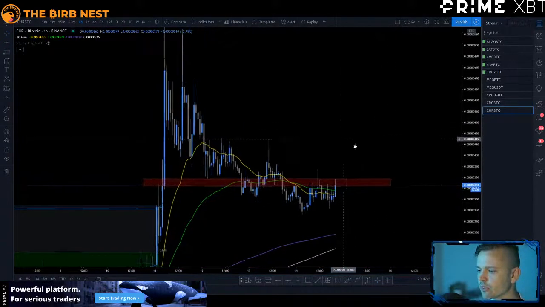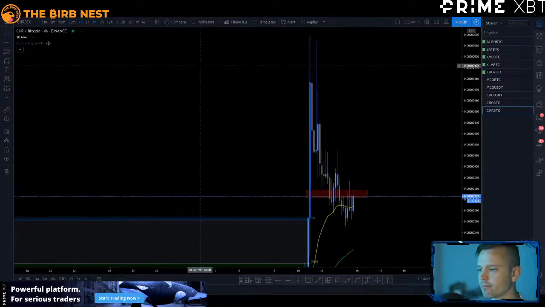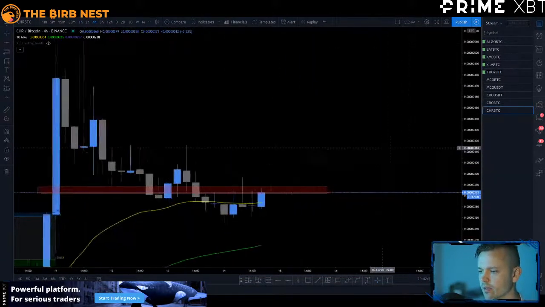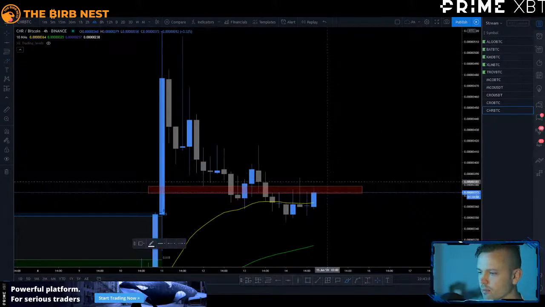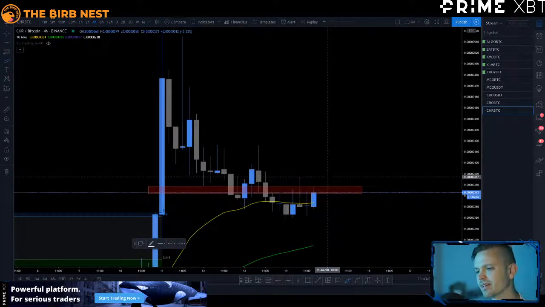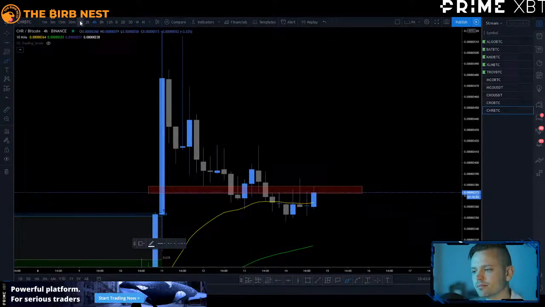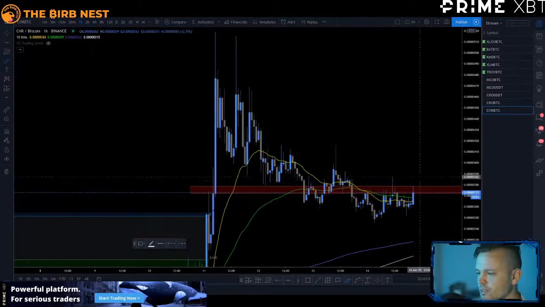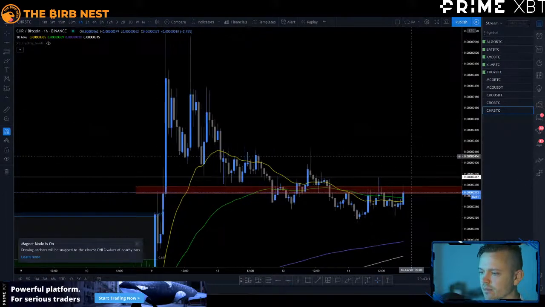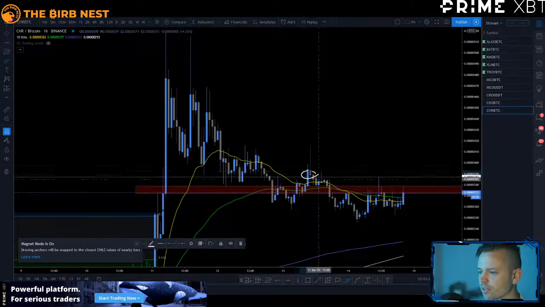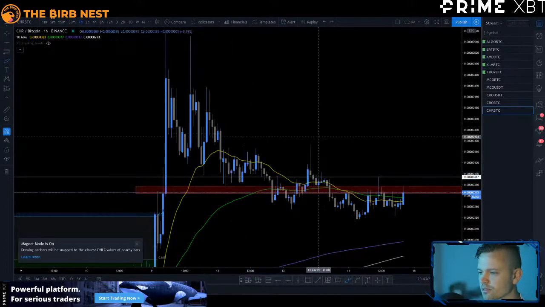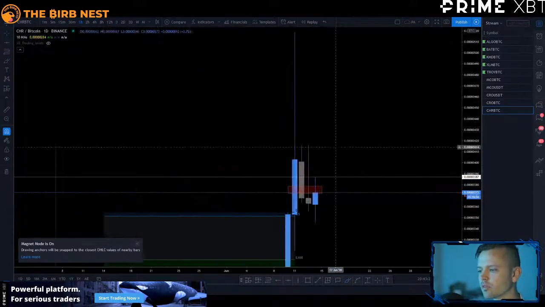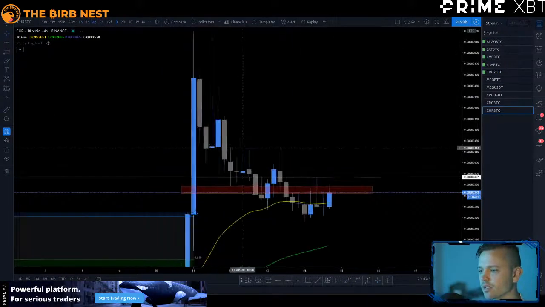So what I would look for here is a 4-hour open and close above... you know what, I'm not really sure about this one. I need to add this wick too, because it kind of makes sense. If you look at this area and this here, it makes sense to use that one too. So there are two different ways to play this.